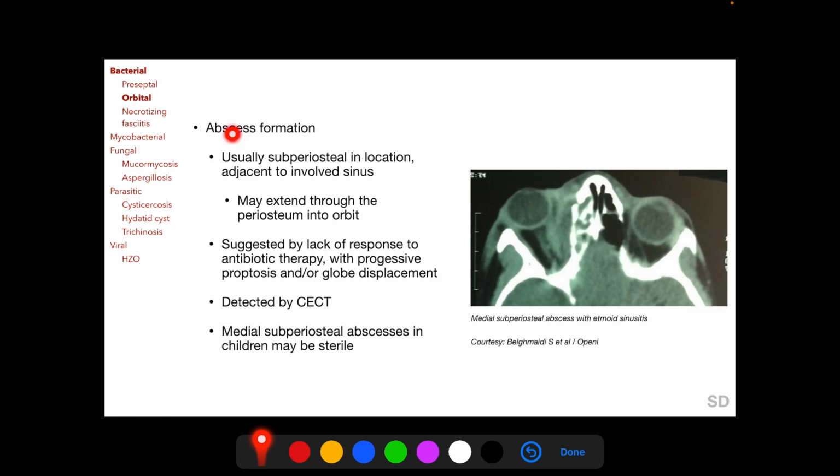Orbital cellulitis may result in abscess formation, and this can require surgical drainage. The abscess is usually subperiosteal in location, adjacent to the involved sinus, and from the subperiosteal location the abscess may also spread through the periosteum into the orbit. In this picture, we see a CT scan revealing an abscess in the medial orbital wall adjacent to ethmoid sinusitis, and the left ethmoid sinus is clear. The abscess formation is suggested by progressive globe displacement and lack of response to antibiotic therapy. And it is known that subperiosteal abscesses in the medial orbital wall in children may be sterile.